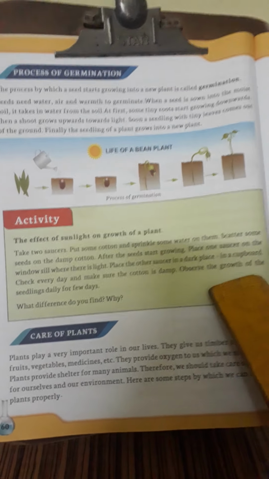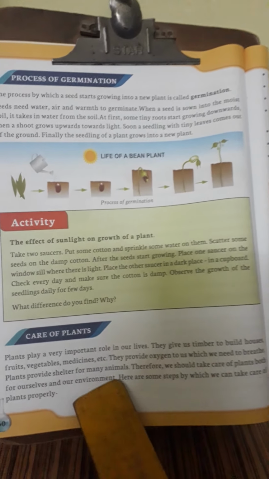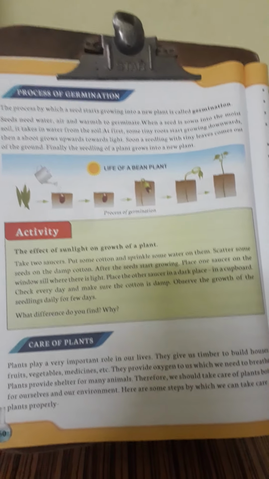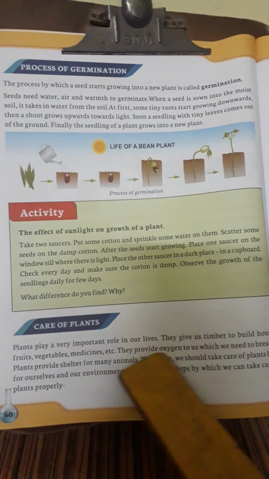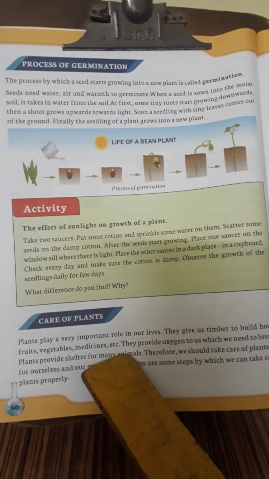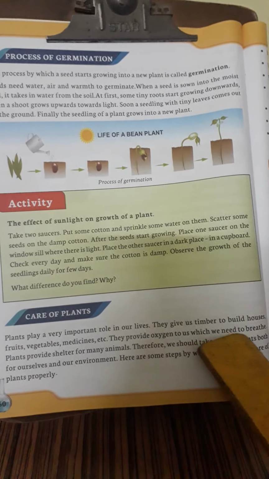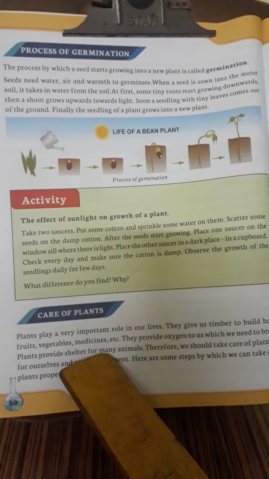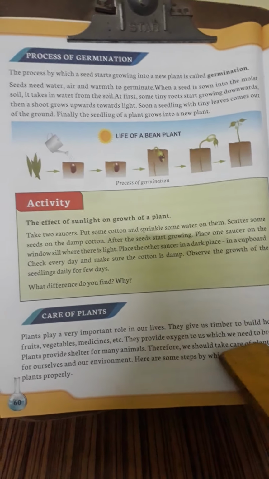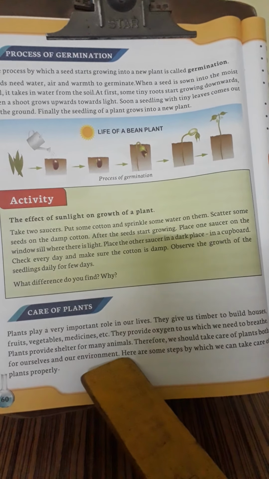And watch what happens after that. Next, care of plants. Plants play a very important role in our life. It is very true. They give us timber to build houses, fruits and vegetables and medicines. They provide oxygen to us which we need to breathe. Plants provide shelter also to many animals. Therefore, we should take care of plants both for ourselves and our environment.